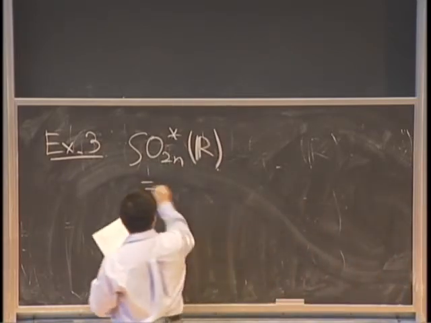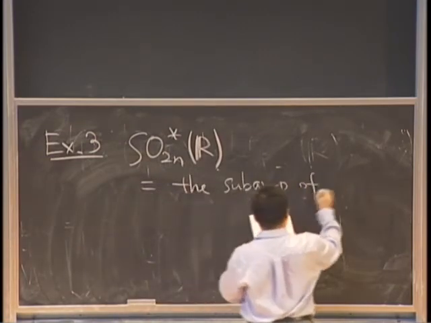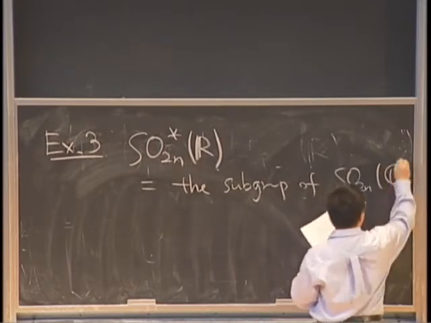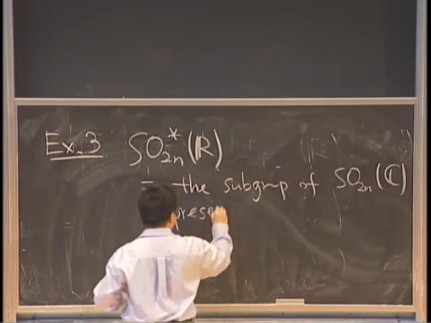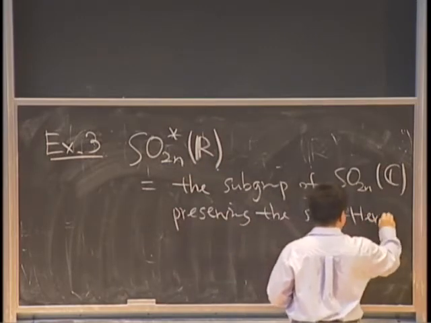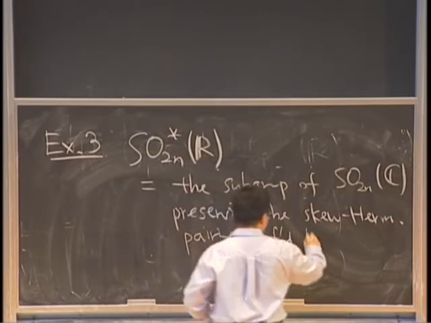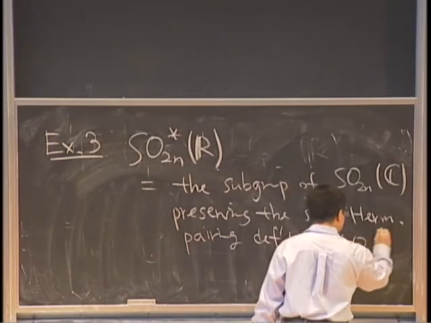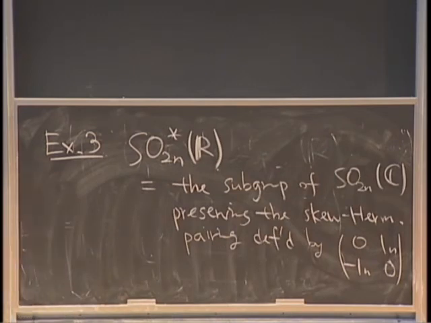So I would just write this way. So this is a subgroup of SO(2n, C) preserving the skew Hermitian pairing defined by, well, one special case there, something like this. So this is like the intersection of this SO(2n, C) with some kind of unitary group of signature (n, n), but defined in the second way over there.